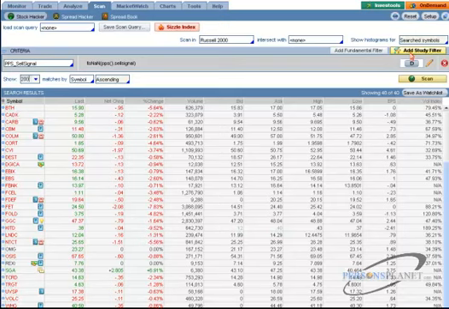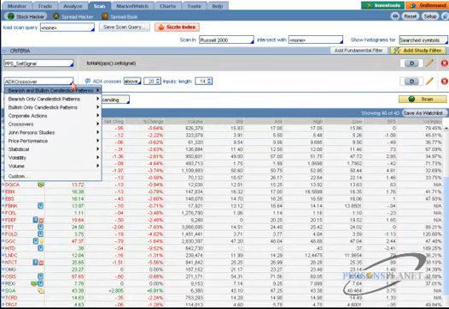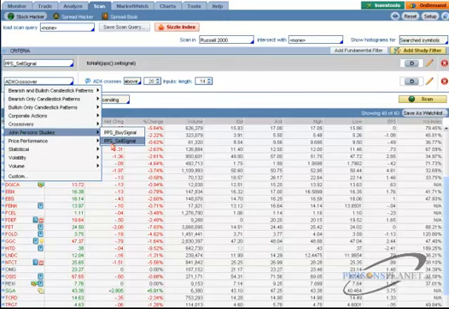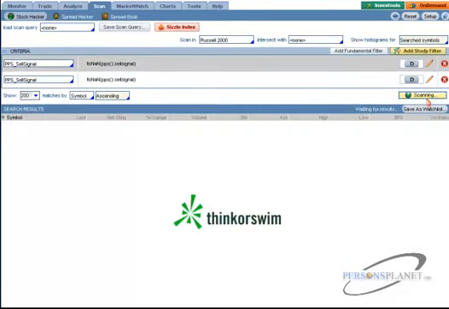So again, up here where it says Add Study Filter, go over to the drop-down menu that pops up. It says John Person Study. If you're scanning for sell signals, you want to go PPS sell signal. If you're scanning for buy signals, scan for buy signals. PPS sell signal. All right? And you hit scan.